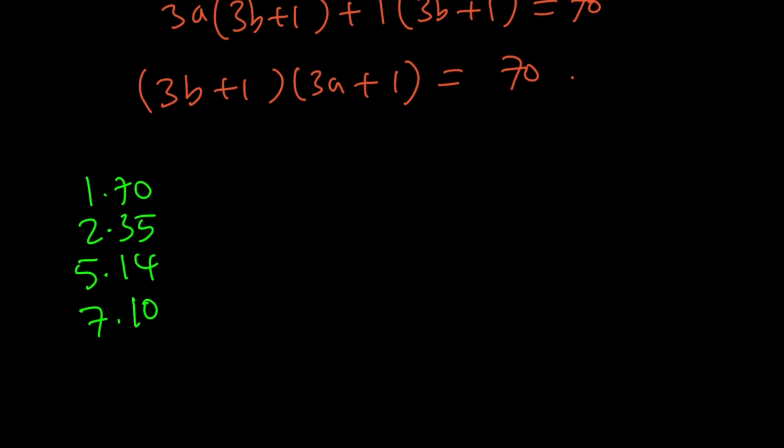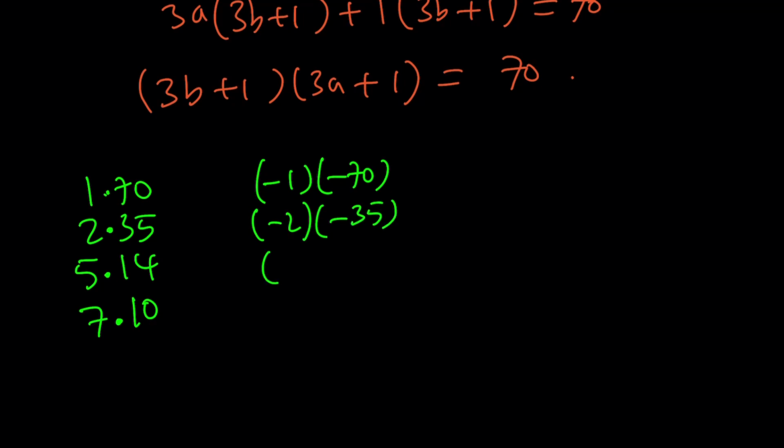That means we're done. Of course you can switch them around, but that just means the a and b values would be switched because of symmetry, so we don't have to worry about it. Let's find the a, b values and then switch them around. But these also come with their negatives: negative 1 times negative 70, negative 2 times negative 35, negative 5 and negative 14, which also give a positive 70, and finally negative 7 and negative 10. So there are basically 8 ways to factor 70 into two factors if you don't consider permutations.